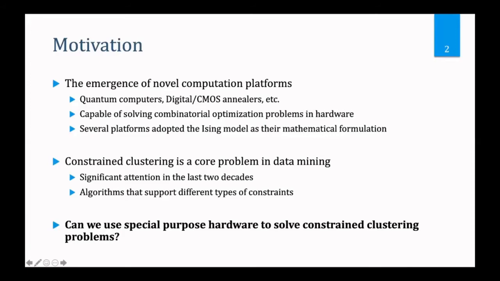Constrained clustering is a core problem in data mining. It has received significant attention over the last 2 decades, and different algorithms that support different types of constraints have been proposed. The research question that we investigate in this work is, can we use special purpose hardware to solve constrained clustering problems?